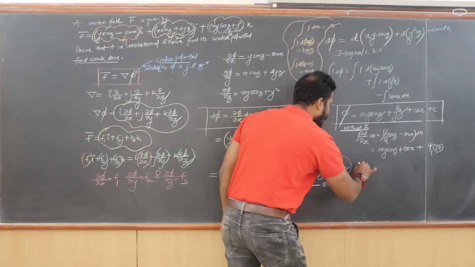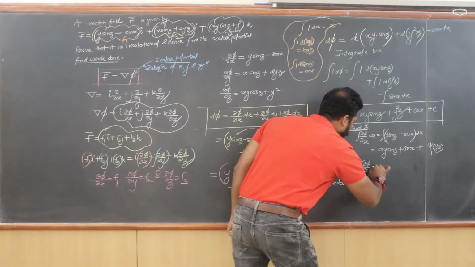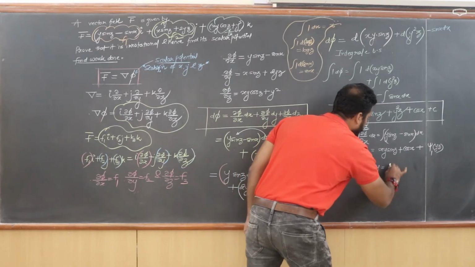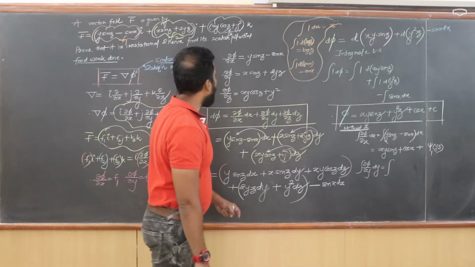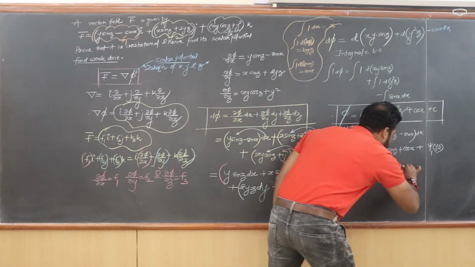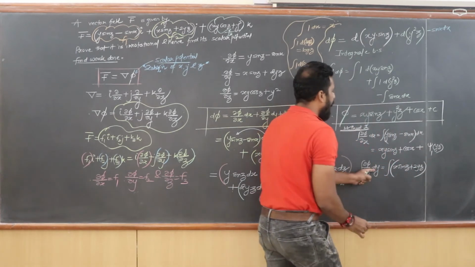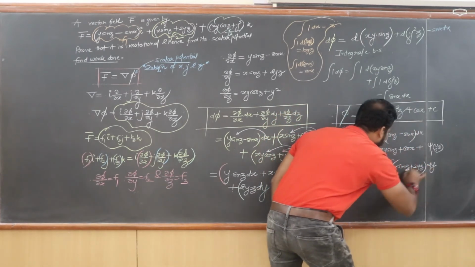Similarly, integration of ∂φ/∂y with respect to dy. So now, what's ∂φ/∂y? It is x sin z plus 2yz. So it is x sin z plus 2yz. Integration is carried out with respect to y, so you write dy over here.